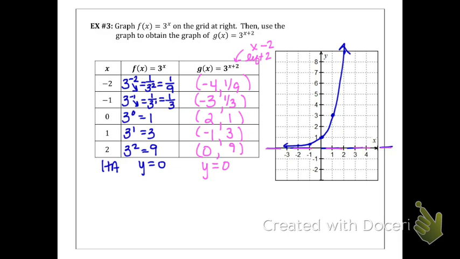Now, something else we can do, since we know that this is just going to make our graph go to the left 2, I could literally have gone up to my graph and taken each point and moved it to the left 2. And that's all I'm showing right here is I'm taking the point and then I'm moving it to the left 2. And you'll notice those are the exact same ordered pairs that we just got.